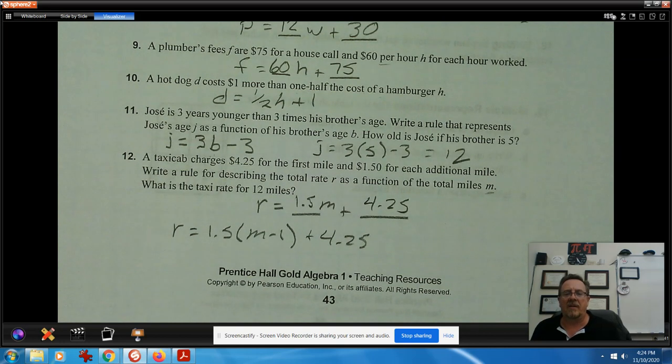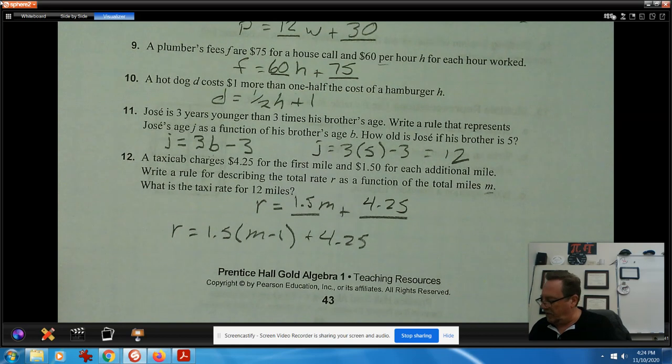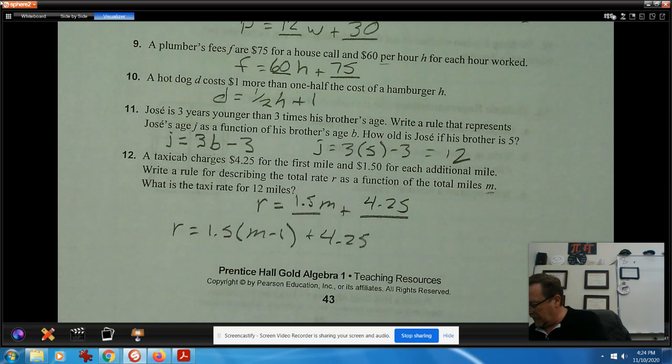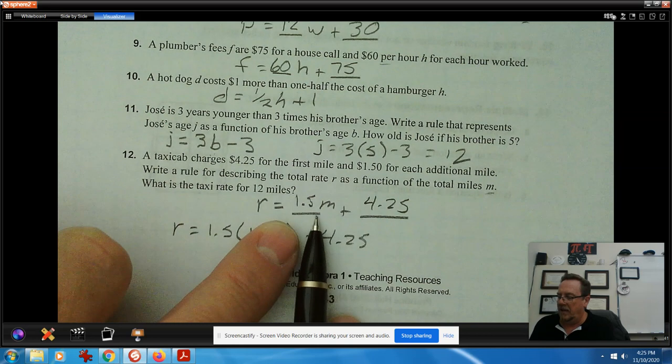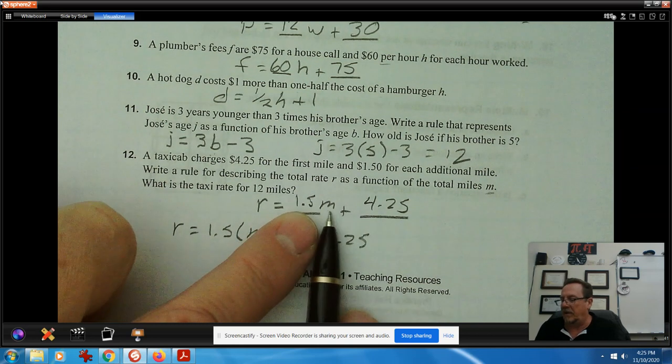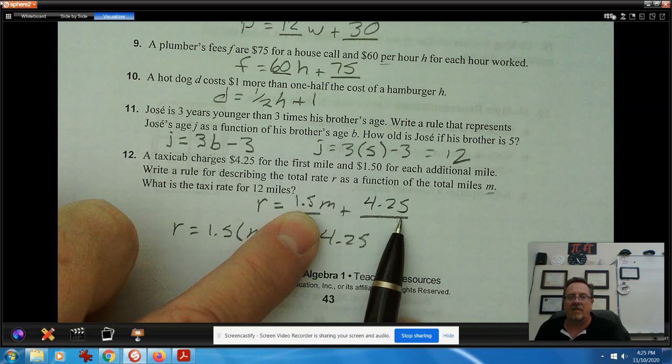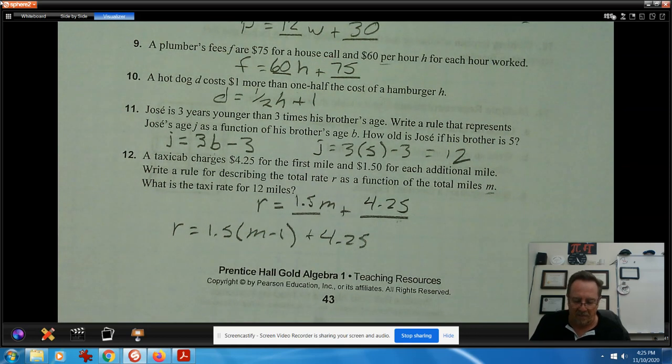Or we could say, you know what, I've got to subtract 1.5 off from here. So, if I took 4.25, hold on, I could subtract it off of there, but I'm going to leave it this way. What I'm saying is I could go ahead and pay $1.50 per mile, but then subtract $1.50 off of this because the initial mile should already have been part of that.